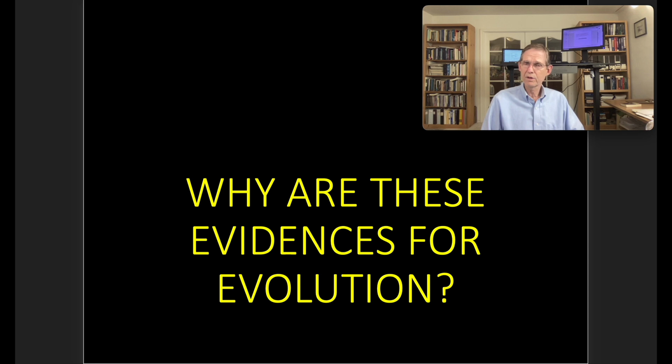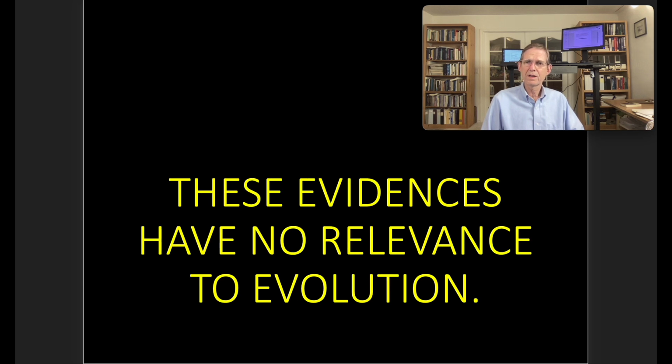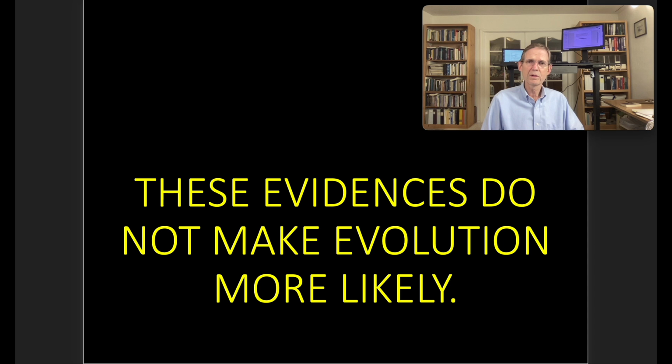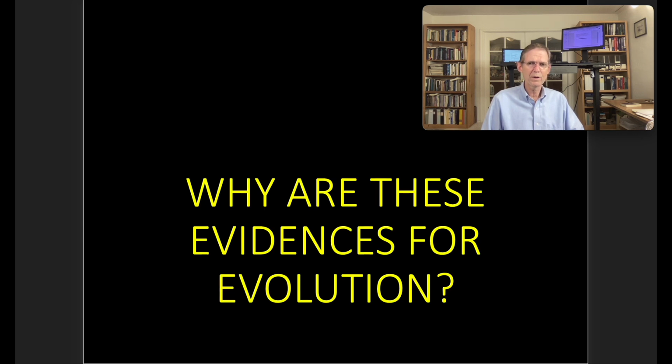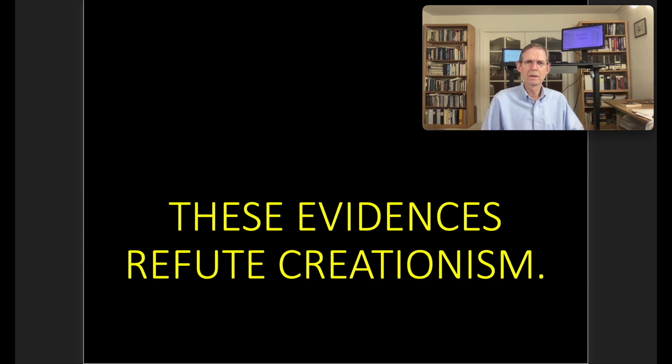Why are these evidences for evolution? Because these evidences have no relevance to evolution. In other words, these evidences do not make evolution more likely. Remember, let's go back and look at them. There's no reason for this code. There's no reason the code should be conserved. Why are these evidences for evolution?